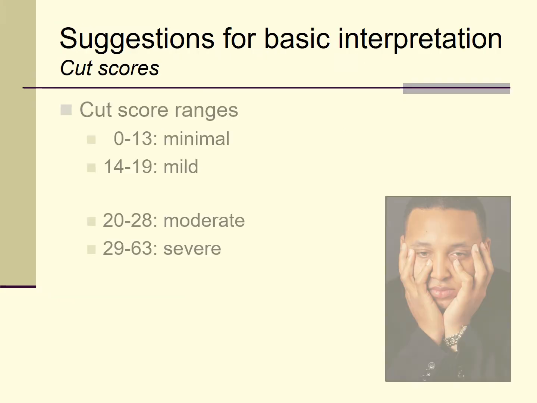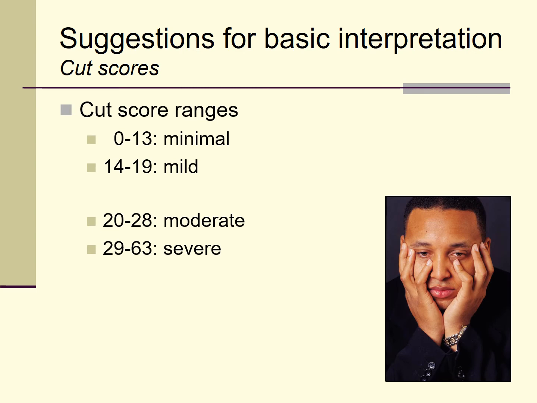So what are those cut scores? Well, here's how they are set out in the manual. So 0 to 13 is minimal or no depression. I think I noted in a previous lecture that if someone scores 0, by tradition we sometimes wonder if they're minimizing. I already pointed that out. They could just have little or no depression. In the range of 14 to 19, they're mild depression. In the range of 20 to 28, moderate depression, and 29 and above, severe depression.